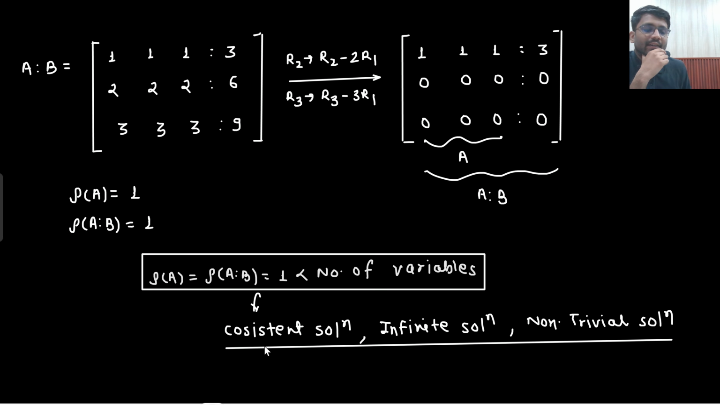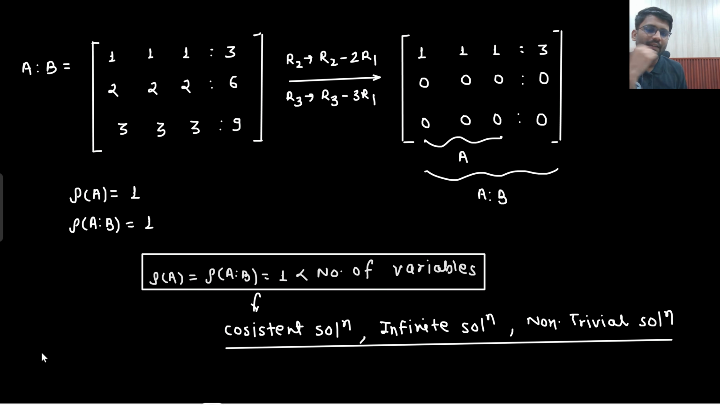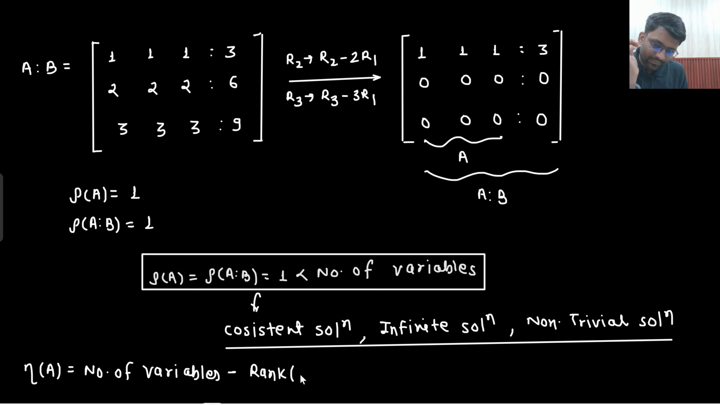How to find out the number of free variables or the number of independent solutions? So what I will do is calculate the nullity of A. What do you mean by nullity of A? Nullity of A would be equal to the number of variables minus the rank of A. How many variables do you have? 3. What is the rank of A? Rank of A is 1. So what are you getting? Nullity equals 2.